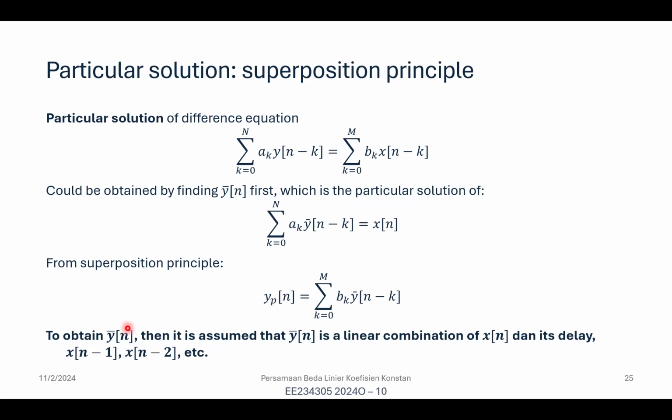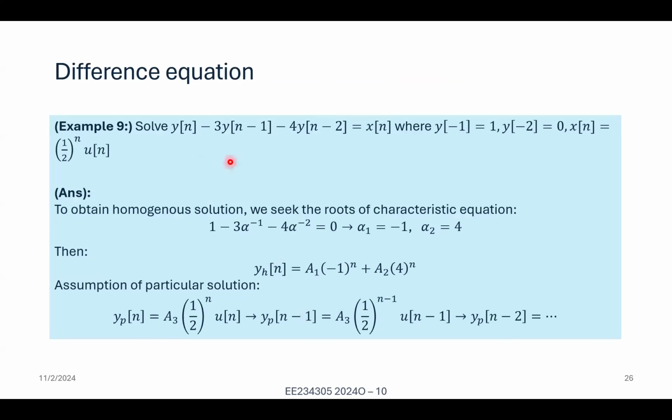And to obtain Y bar n, it is assumed that Y bar n is a linear combination of xn and x delay, so xn minus 1, xn minus 2, and so on. Right, so let's try this with an example. So, yeah, example 9. So I think this is the last example of this class, of this video.